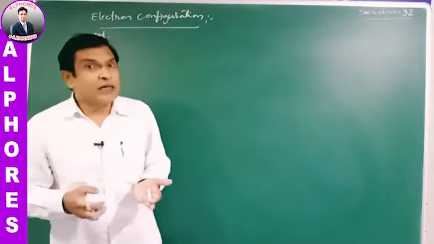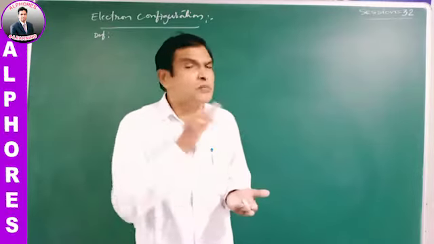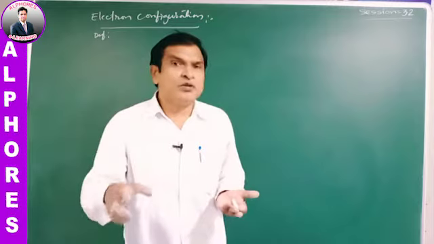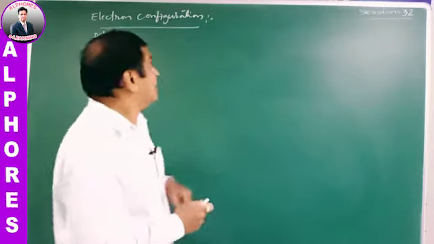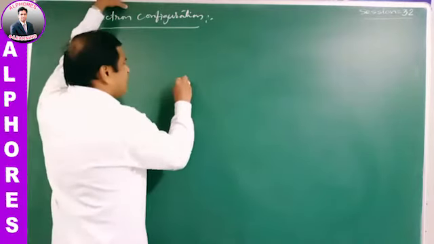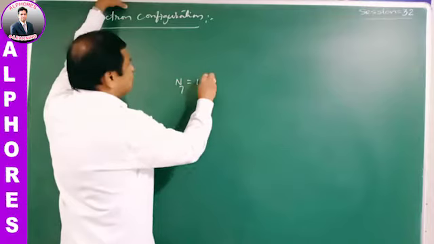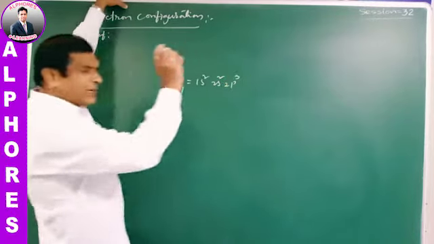The systematic arrangement of electrons among the atomic orbitals based on some arbitrary rules is called electron configuration, right? Now, for example, for nitrogen we can distribute the electrons like 1s2, 2s2, 2p3. So we can distribute the electrons like that.